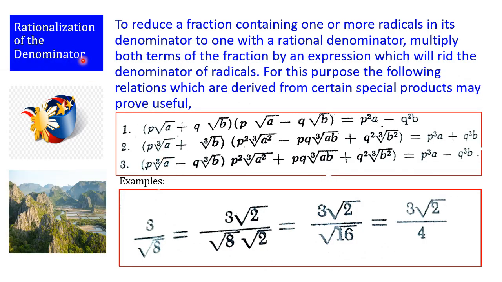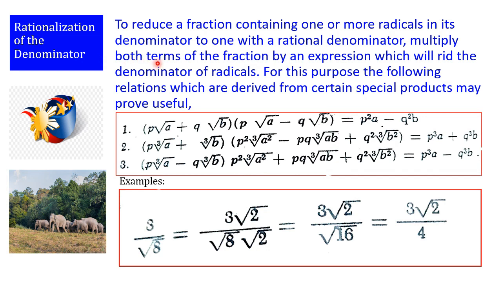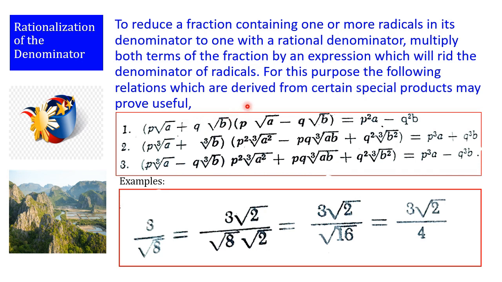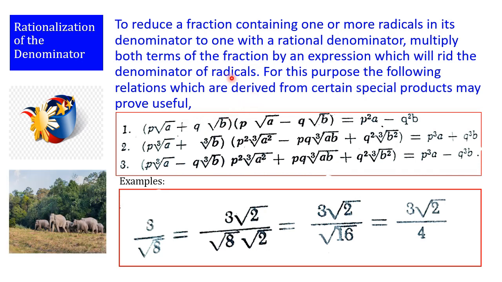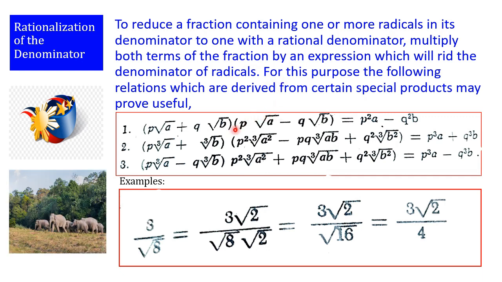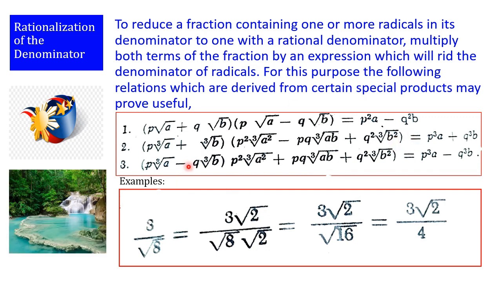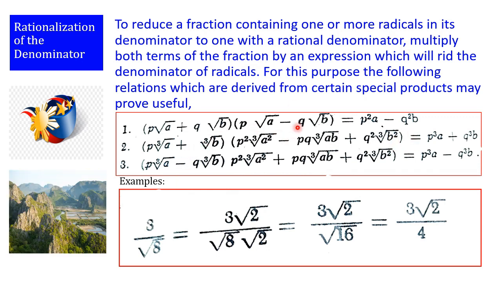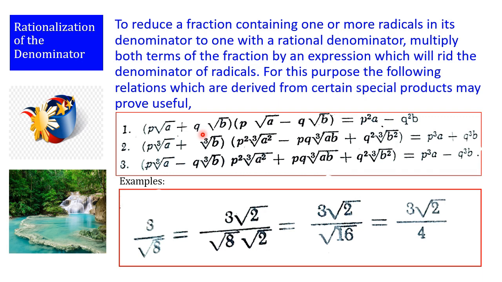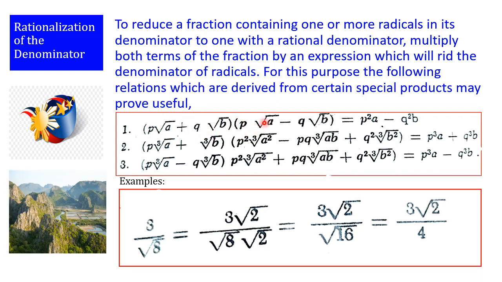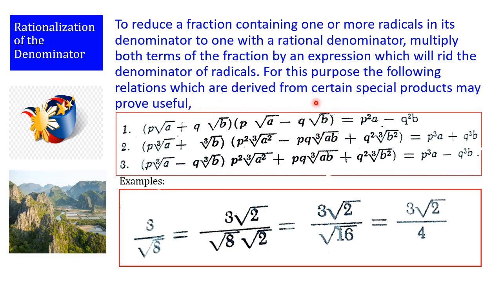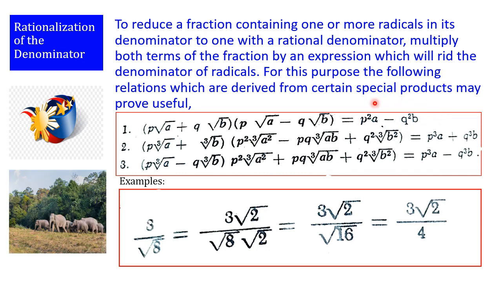Rationalization of the denominator. To reduce a fraction containing one or more radicals in its denominator to one with a rational denominator, multiply both terms of the fraction by an expression which will rid the denominator of radicals. Ang ibig sabihin, no, yung iba ay minumultiply doon sa sinasabi nilang conjugate. Ang conjugate, yung halimbawa, p square root of a plus q square root of b. Ang conjugate niya is p square root of a minus q square root of b. Therefore, pag dinistribute mo, magiging difference of two squares na lang.